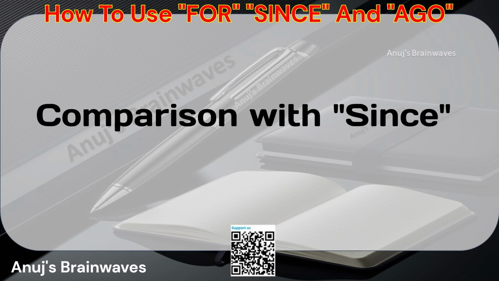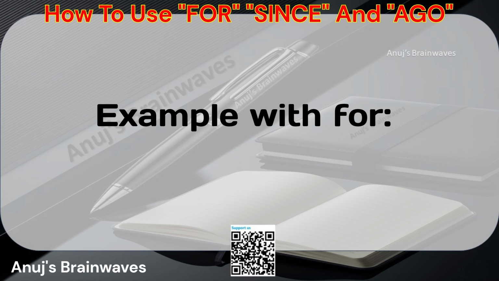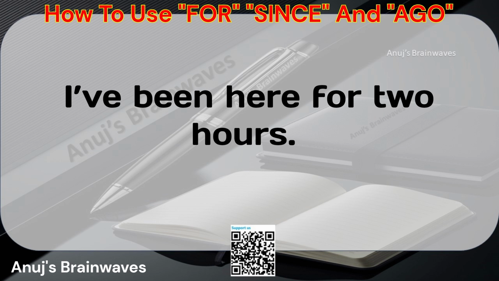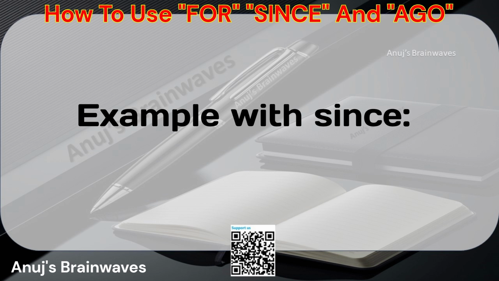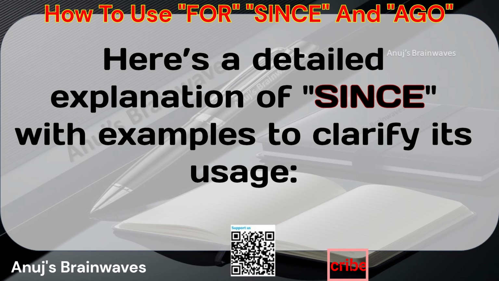Comparison with since. For shows the duration of time, while since focuses on the starting point. Example with for. I've been here for 2 hours. Example with since. I've been here since 3 p.m. Here's a detailed explanation of since, with examples to clarify its usage.